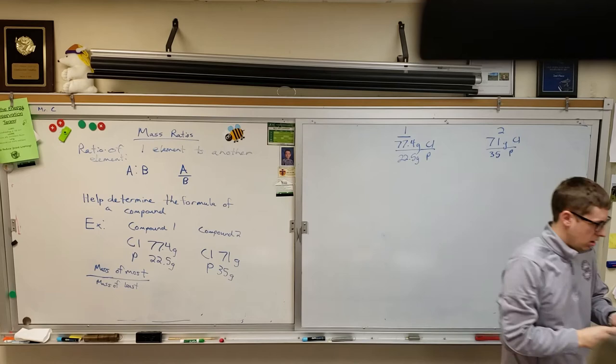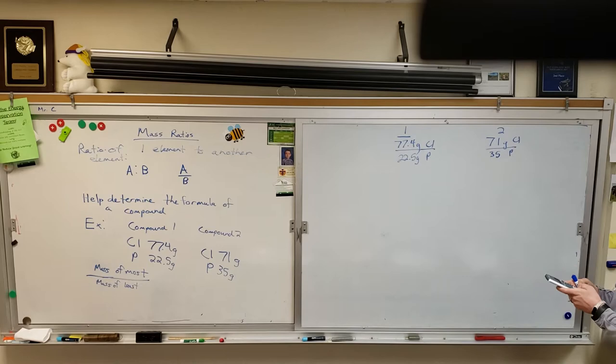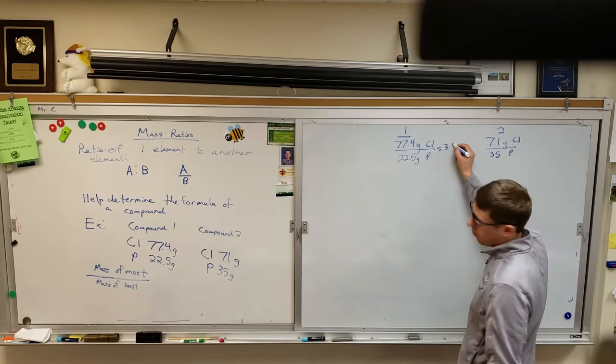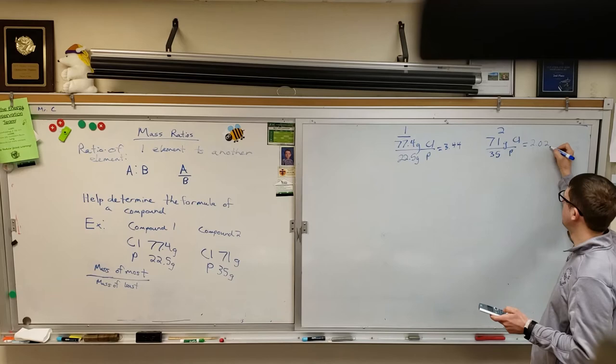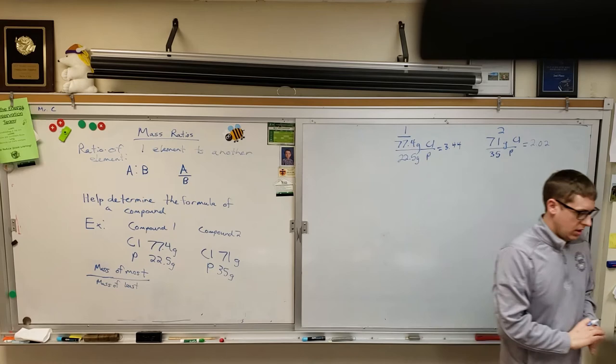And so we do that. We have 77.4 grams divided by 22.5, 77.4 divided by 22.5, and we get 3.44, and this one is 71 divided by 35, and we get 2.02. Okay, that's all fine and dandy. And we figured out the mass ratios.